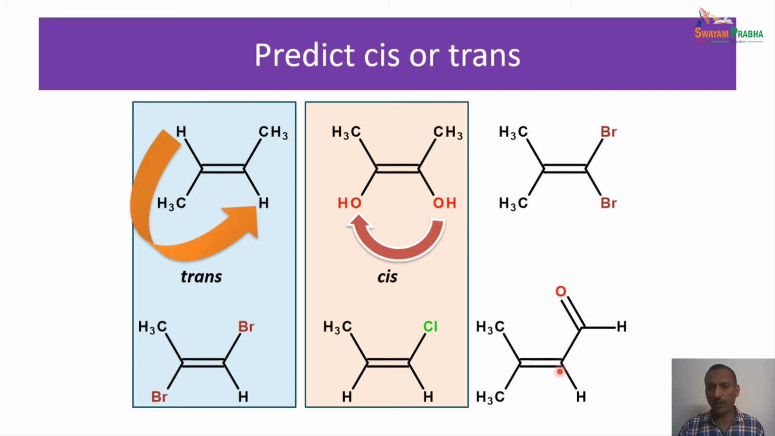If we look at these two compounds and cut across this bond, unfortunately this carbon and this carbon both have the same type of groups, which means this does not show cis-trans isomerism, as we have already seen. The same way, if you look at this molecule, this carbon has both methyl groups on the same carbon, so this compound also does not show any cis-trans isomerism.